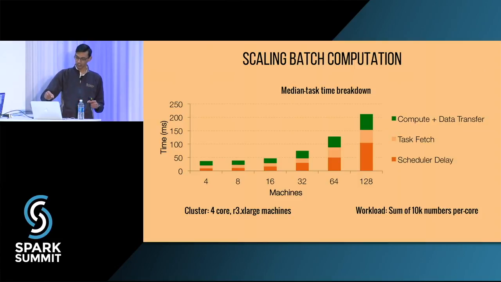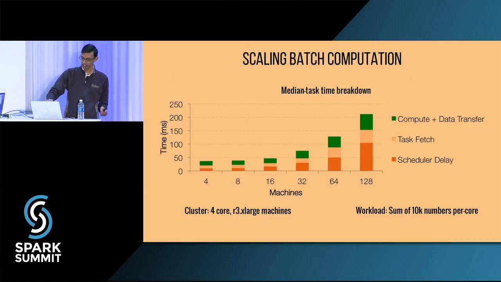For the task fetch bar, we use a broadcast variable in Spark to send a bunch of metadata when we are scheduling things. So the task fetch is the amount of time it takes to fetch the broadcast data on the executors themselves. Now, this also scales, but not linearly. It scales sublinearly because we use the torrent-based broadcast in Spark. That's what that lighter orange bar is.